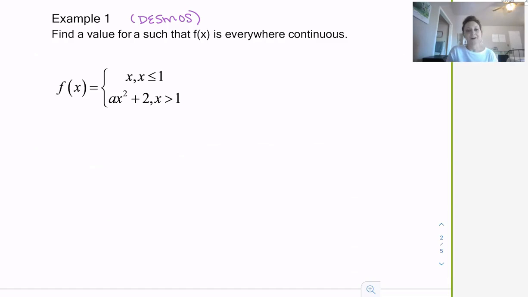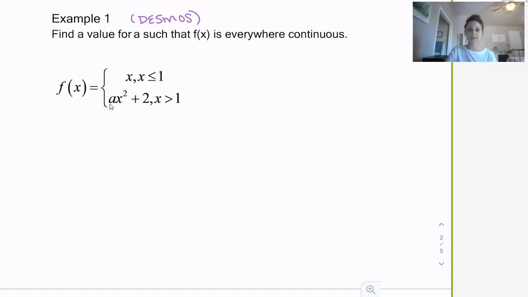All right. So I would like for you to copy f of x in your notes. I'm going to force a pause on your screen in just a moment. And we want to find a value for a such that f of x is everywhere continuous. So if you can see here, I don't know what a is yet, so that's a constant I want to try to find.